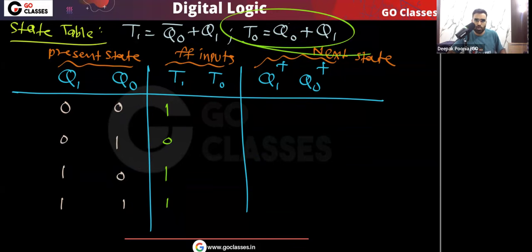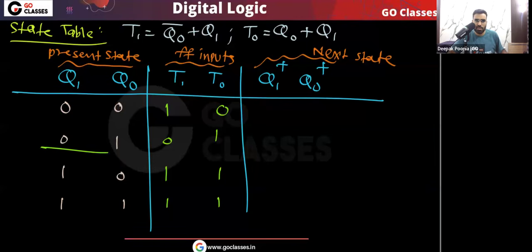Now what is T0? That is Q0 or Q1. Here Q1 is 1, so it also will be 1, and so on. Here Q0 or Q1 is 0, and here Q0 or Q1 is 1. Simple. So from the present state, we first find the flip flop inputs. This will be our computation 1.